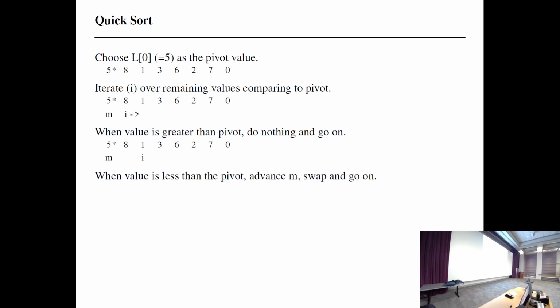But when the value is less than the pivot, so 1 is less than 5, what I'm going to do is I'm going to advance M. So M, which was pointing to location 0, is now going to point to location 1, and I'm going to exchange 1 and 8. And now I'm ready to go on and check out value 3. So I advances. Now I'm going to compare 3 with 5. 3 is smaller than 5, so what do I do? Well, I advance M and swap. So M will go here, and I'm going to exchange 3 and 8, and you can see how this process works. So let's see the whole thing.